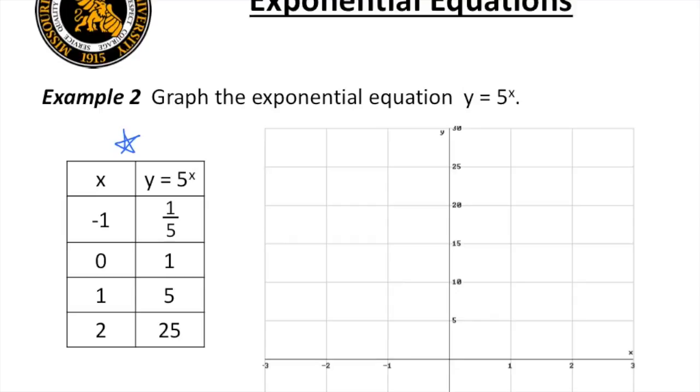We have a point at negative 1, 1/5, which is very, very close to the x-axis. We have 0, 1, which is just a little bit higher. We have 1, 5, and we have 2, 25. Notice that our equation increases as we move from left to right.